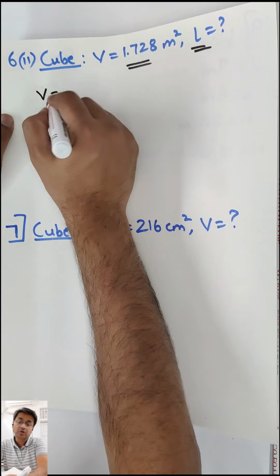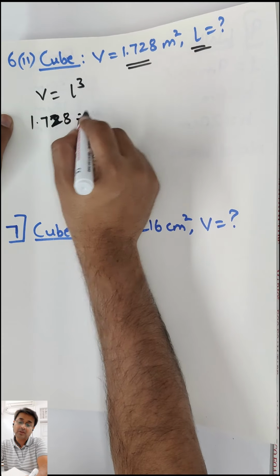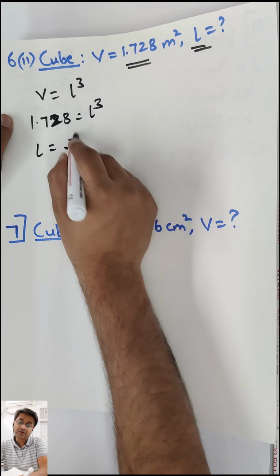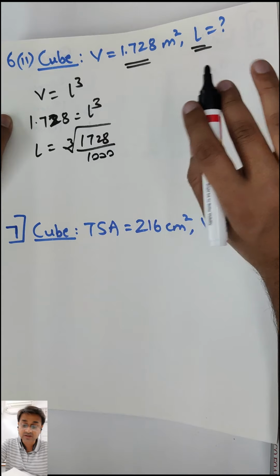Find the length. So you know volume is L cube. So 1.728 is equal to L cube. So L will be the cube root of 1728 divided by 1000. Remove all your decimals, so it becomes easy.